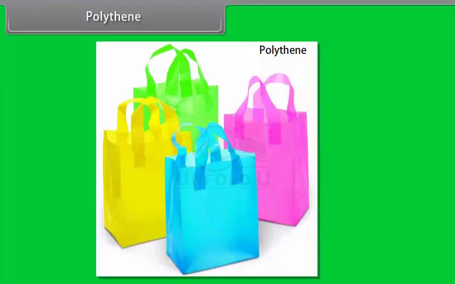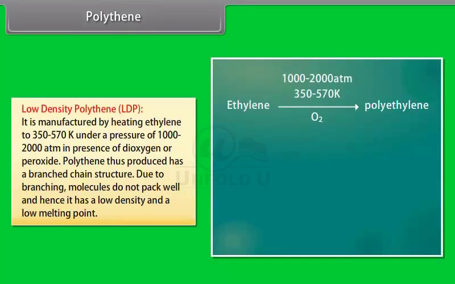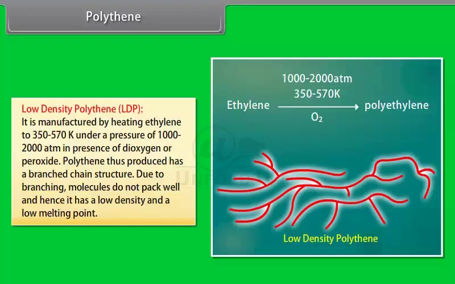Polythene is the most widely used addition polymer. Nowadays, two types of polythenes are produced, and they have widely different properties. Low-density polythene is manufactured by heating ethylene to 350 to 570 Kelvin under a pressure of 1000 to 2000 atm in the presence of dioxygen or peroxide. Polythene thus produced has a branched chain structure. Due to branching, molecules do not pack well, and hence it has a low density and a low melting point.